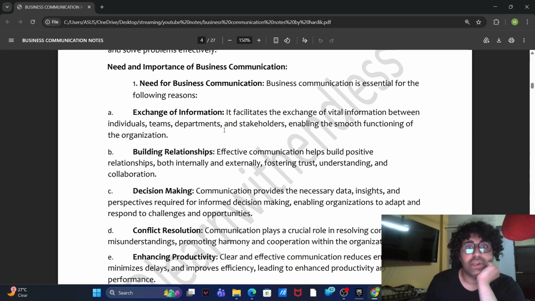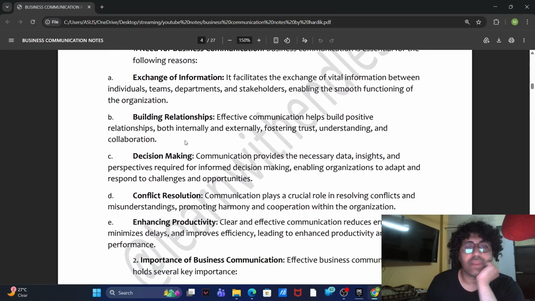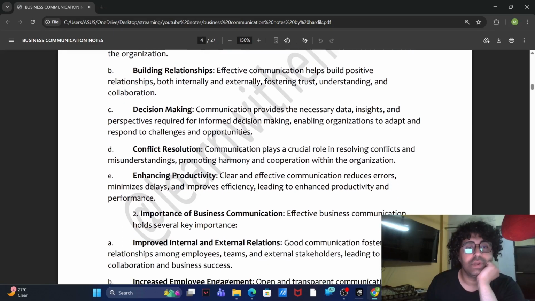Exchange of information. It facilitates the exchange of vital information between individuals, teams, departments, and stakeholders, enabling the smooth functioning of the organization. Building relationships. Effective communication helps build positive relationships both internally and externally, fostering trust, understanding, and collaboration. Decision making. Communication provides the necessary data, insights, and perspective required for informed decision making, enabling organizations to adapt and respond to the challenges and opportunities.